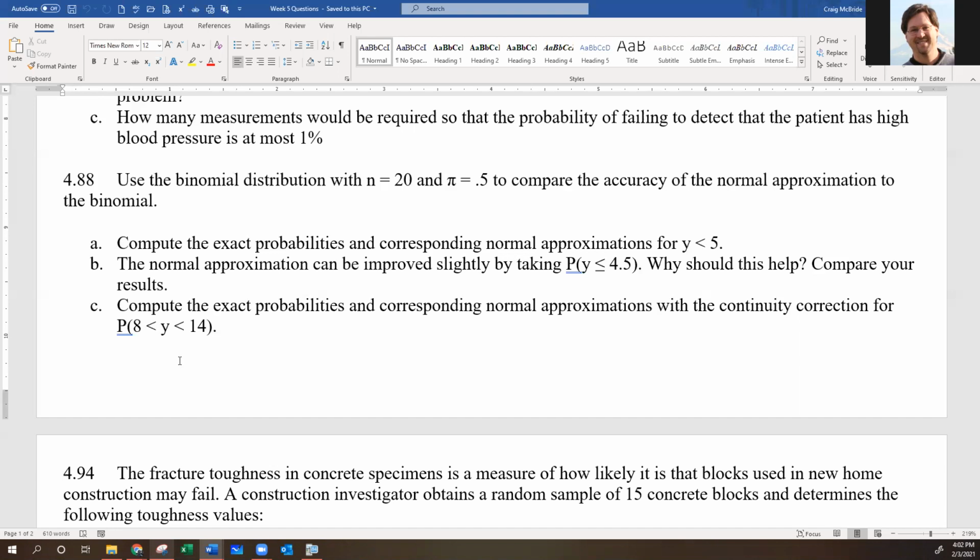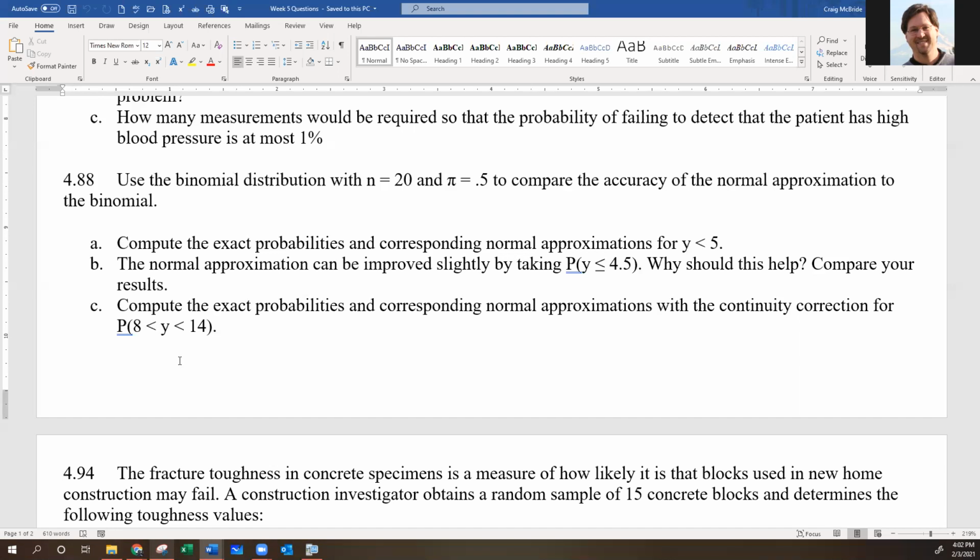And the reason why this helps is it's the correction for continuity, right? It's the fact that the normal curve is a continuous curve, and the binomial distribution is a discrete distribution. So when you're asking the binomial to find something less than 5, it's actually starting at 4. But the distribution centers the bar, if you will, the probability bar, right above the 4.